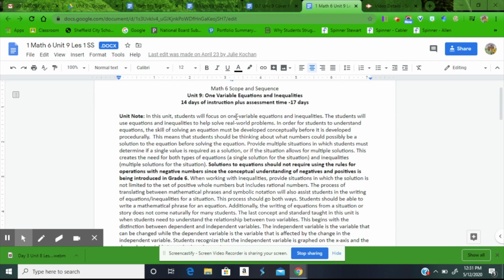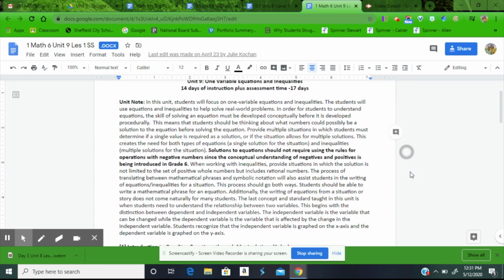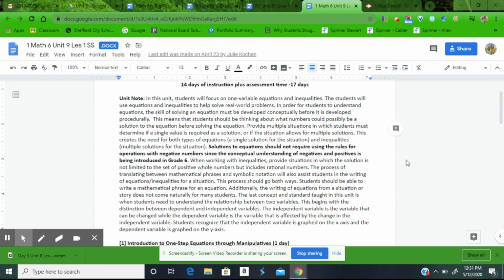Again, at the top of your scope and sequence, you'll find the unit and the name, the number of days of instruction plus assessment time for a total of 17 days. Pause your video for just a moment and read through this unit note.